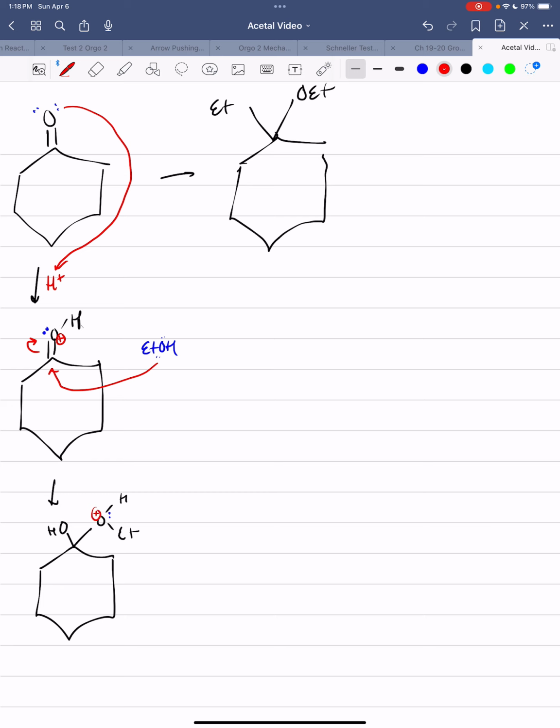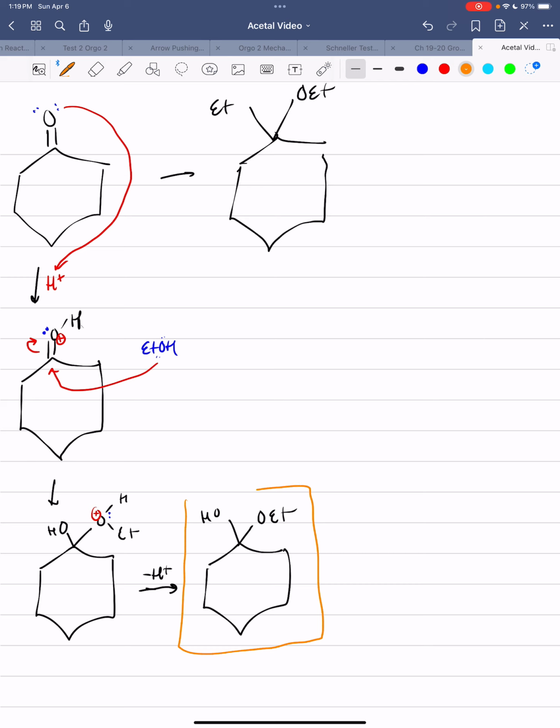Can't leave anything with a charge on it, right? So let's just do minus H plus to indicate some conjugate base is going to come along and deprotonate that alcohol to make this thing our neutral halfway point. So we have HO, OEt, and we can circle this. Let us know we're at our hemiacetal point like that.